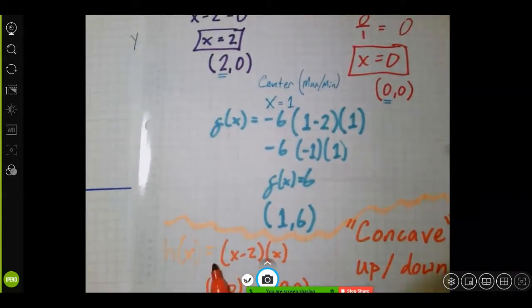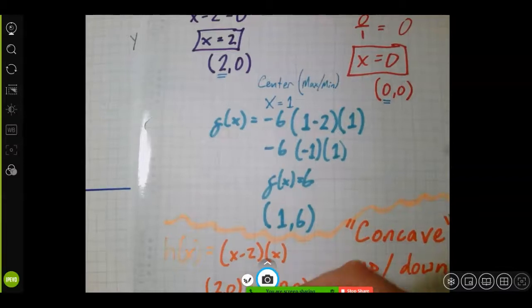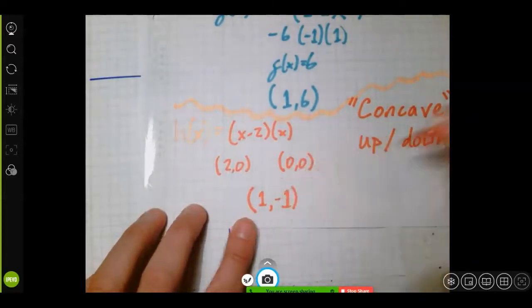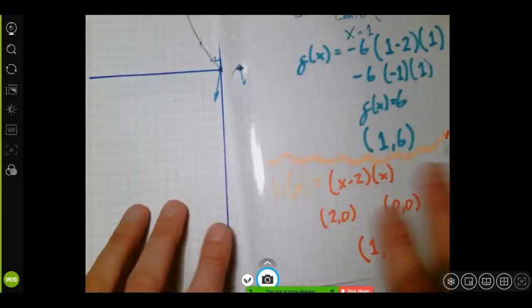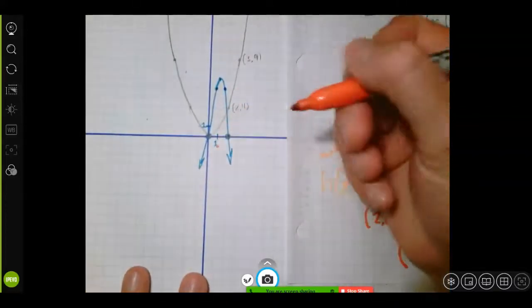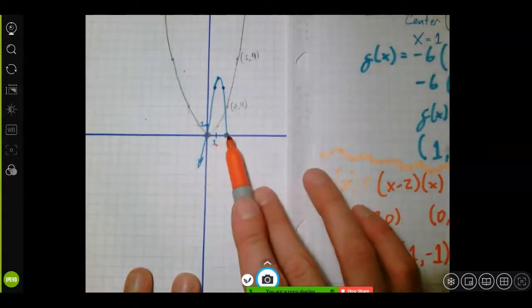If I didn't have the -6 out front, well, 1 plugged in here, 1 minus 2, the -1 times 1, we'd get 1, -1 for my middle point. So if we went back to our graph and tried to graph our middle point, 1, -1, it looks like our orange behavior is going to go up.